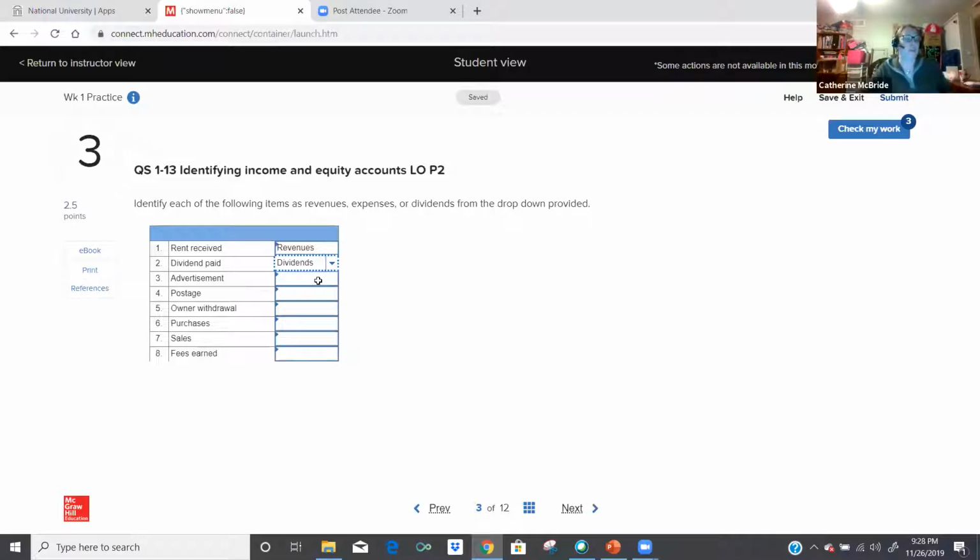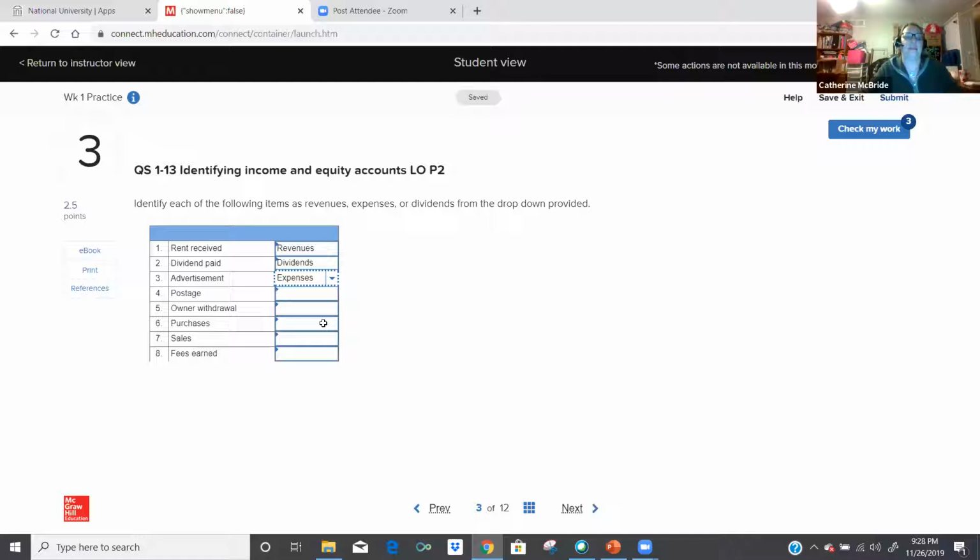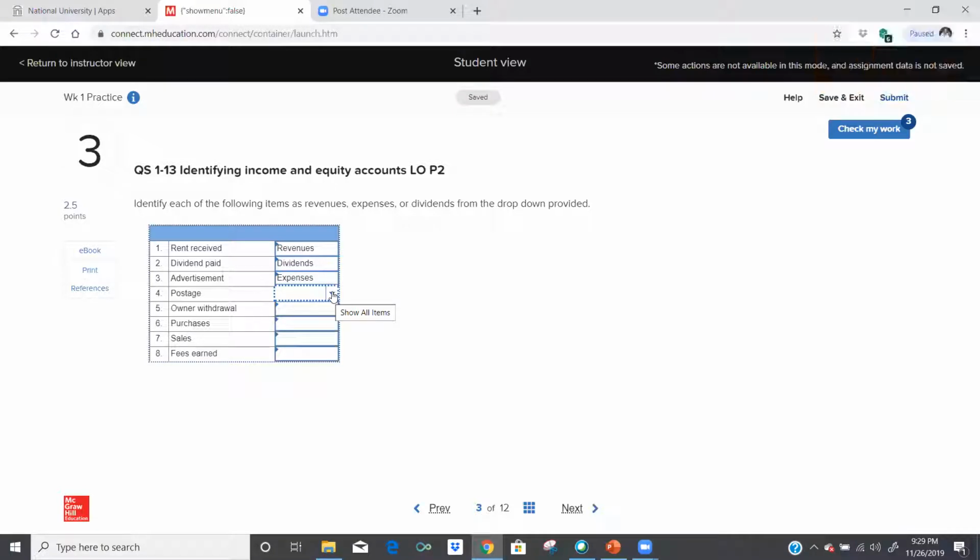Advertisement. If we do advertising, we might also call that what? An expense. So we would probably call it advertising expense. What type of account do you think postage is? Revenue, expense, or dividends? Expense as well. Yep, it's an expense also.